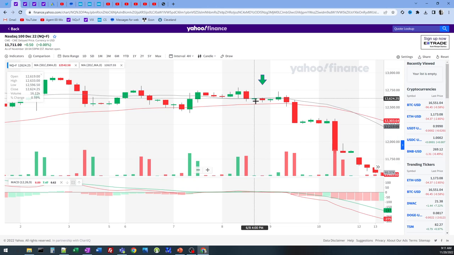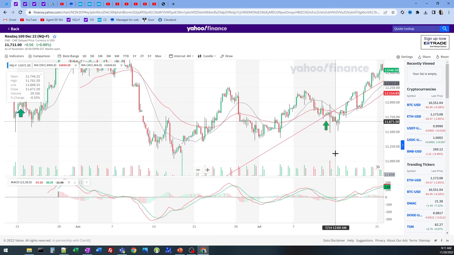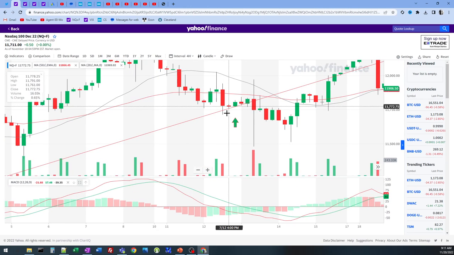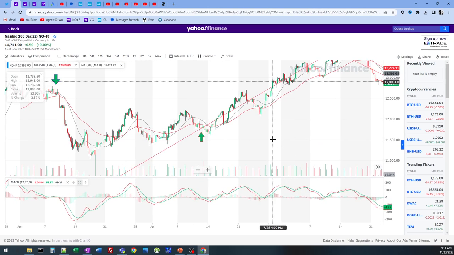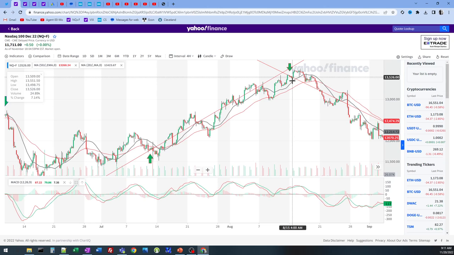Green, red, green, red, green. What happens after that? Big move down. Okay. Go to this arrow. July 12th. Red, green, red, green. Big, big move up all the way to August 15th.